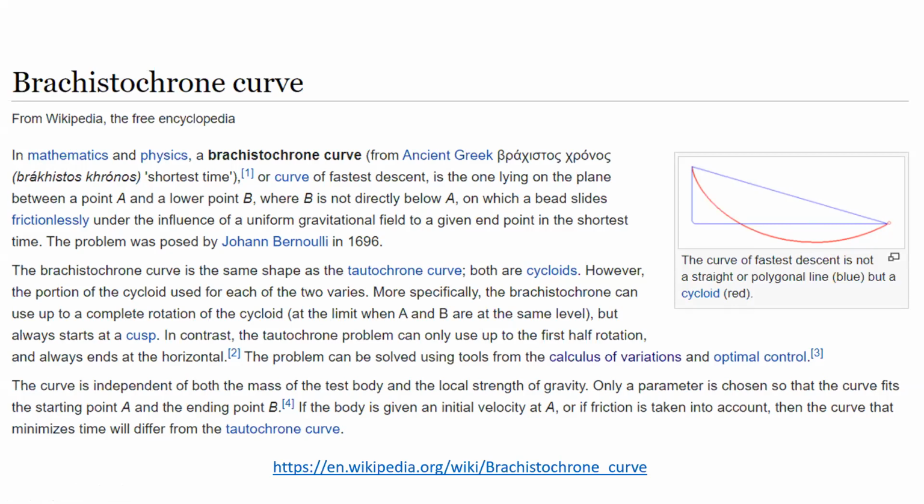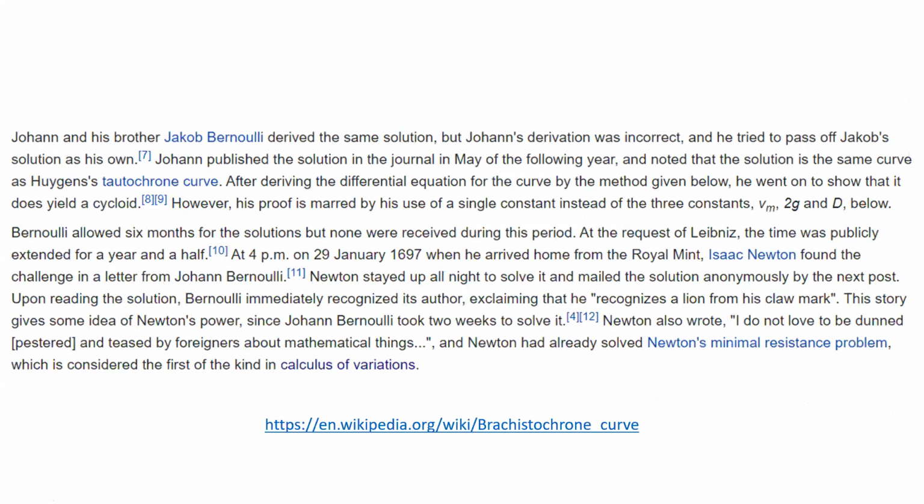It was posed by Johann Bernoulli. And I heard there were initially three people who solved it: his brother Jacob, which pissed him off, L'Hopital, and an anonymous submission from England. You can read the paragraph later, but basically Newton came home one day, he was working at the Royal Mint, and worked all night and developed a lot of the calculus of variations, a lot of the ideas, and sent back his solution anonymously. This is where we get the very famous remark, I recognize the lion from his claw mark, just that, he could tell that this anonymous submission must have come from Newton.